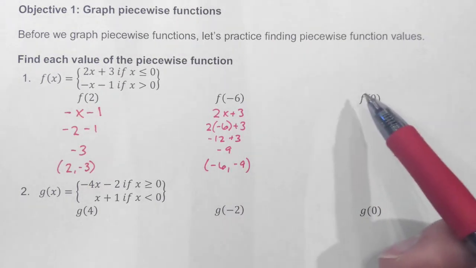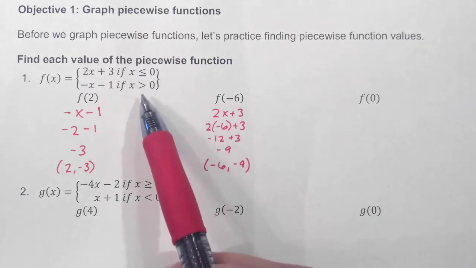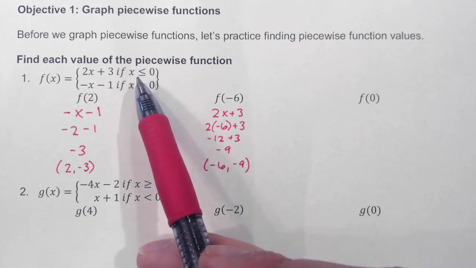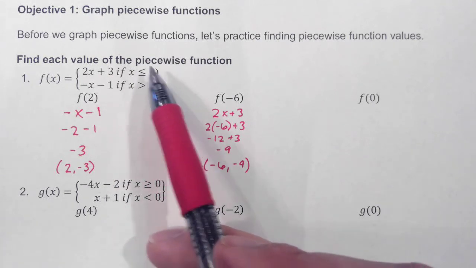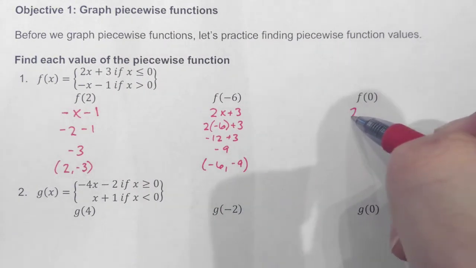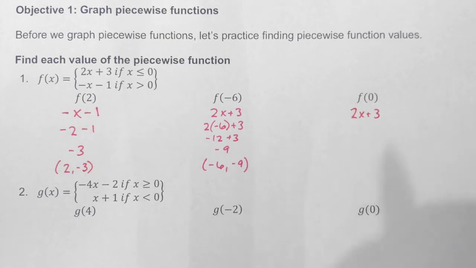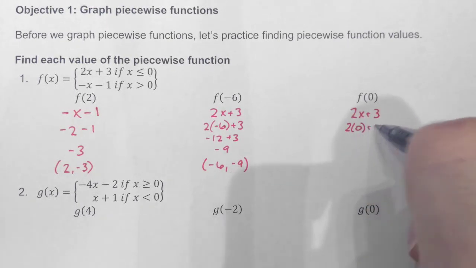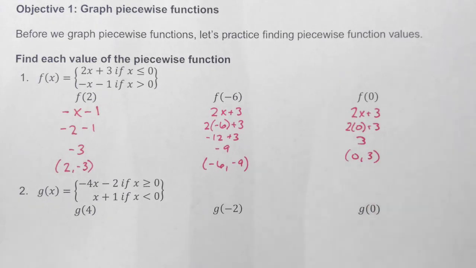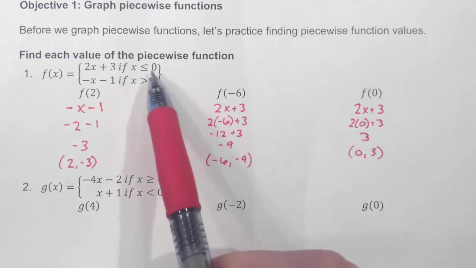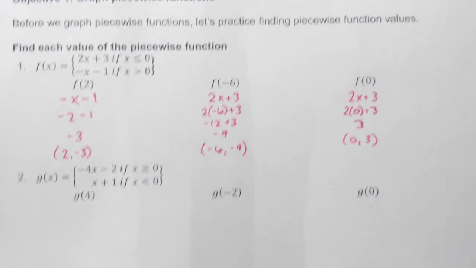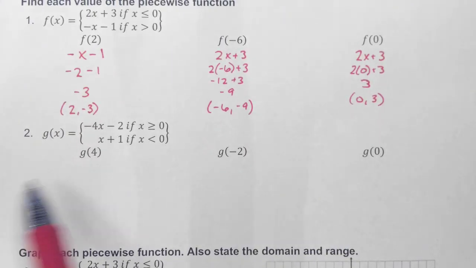The last one is to find f of 0. So here's where your symbols come into play, because 0 looks like it's part of both. Is 0 less than or equal to 0, or is 0 greater than 0? Well, it fits up here. It's less than or equal to 0. So that means we're going to be using, again, the 2x plus 3 part of that function. So 2 times 0 plus 3 is, of course, 3. When we plug in 0, we get 3. Okay? So the number tells you which part of the function you use, because this part tells you where you choose which value. So try number 2 if you want.